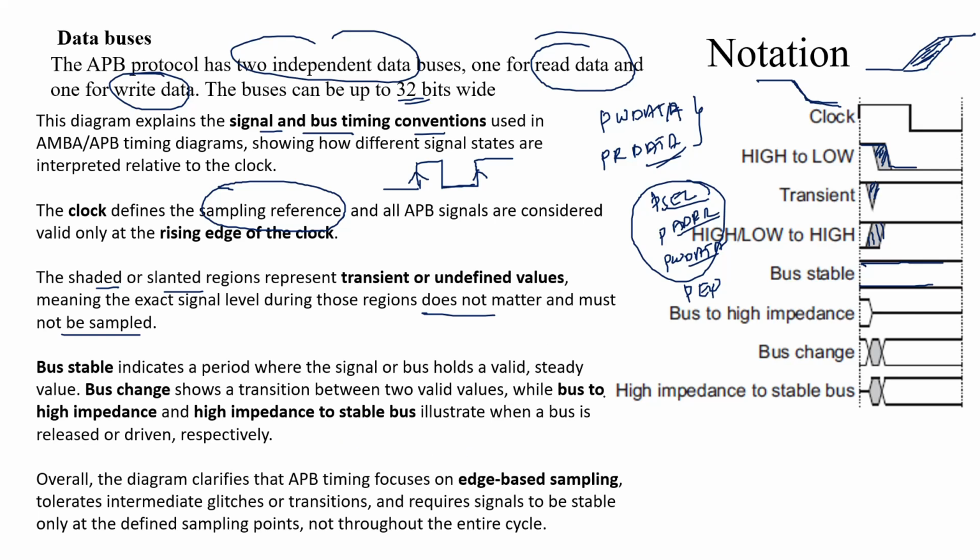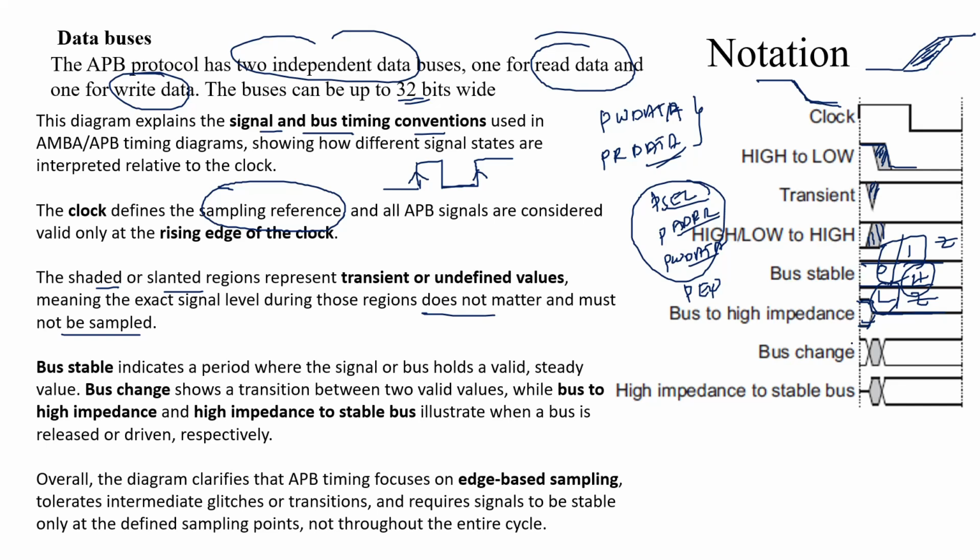Now the bus going to high impedance. This is the bus, and this is the stable data. High impedance means nothing is being driven. In the high impedance state we are not getting any information, neither a low value nor a high value. That means 0 is not being driven and 1 is not being driven. At that time we get a high impedance value; that is the bus state going to high impedance.